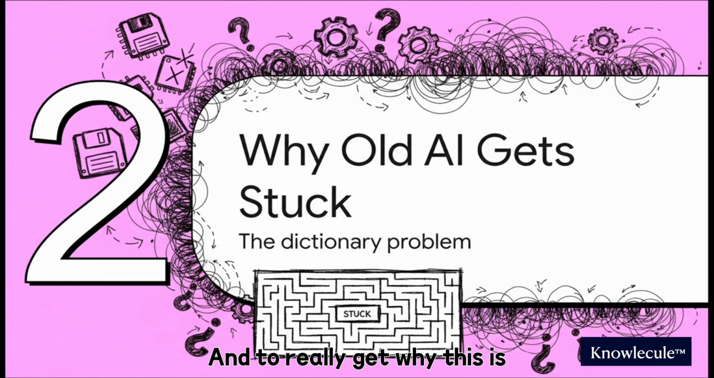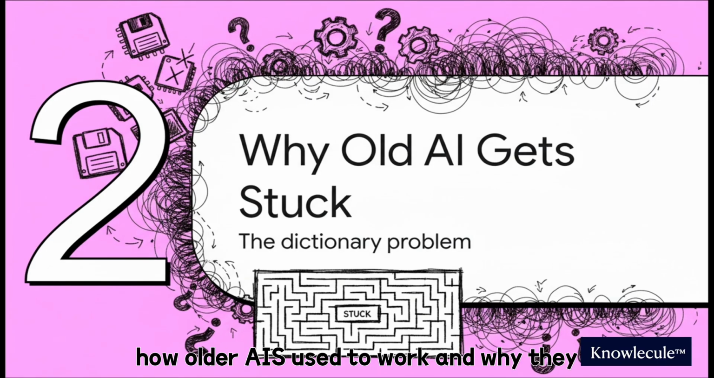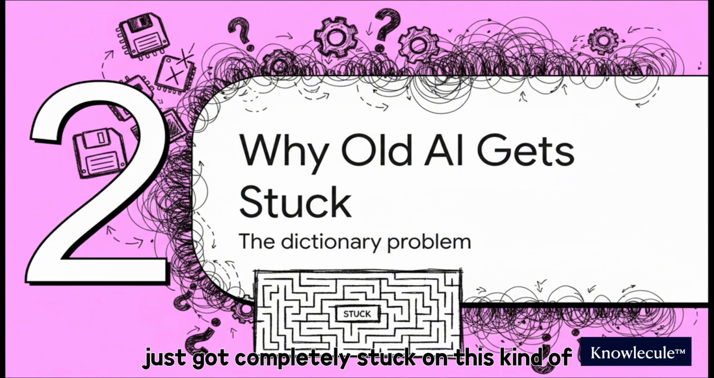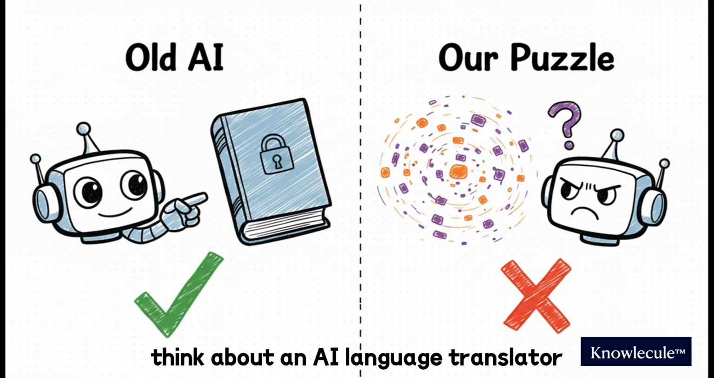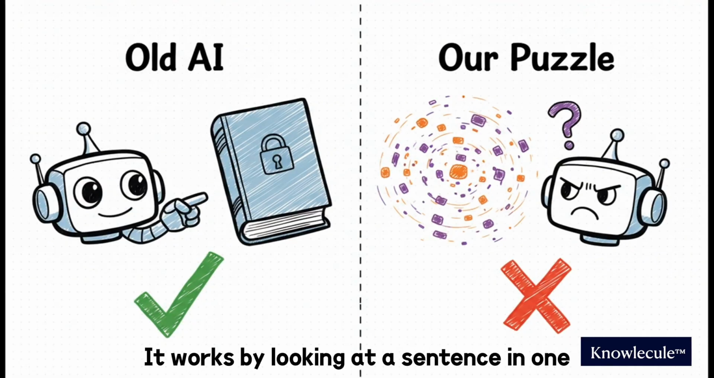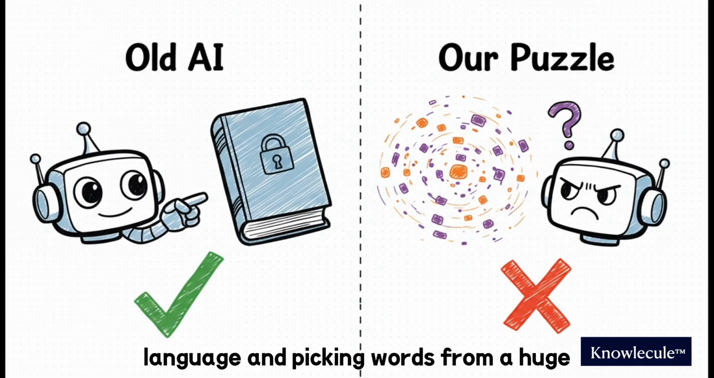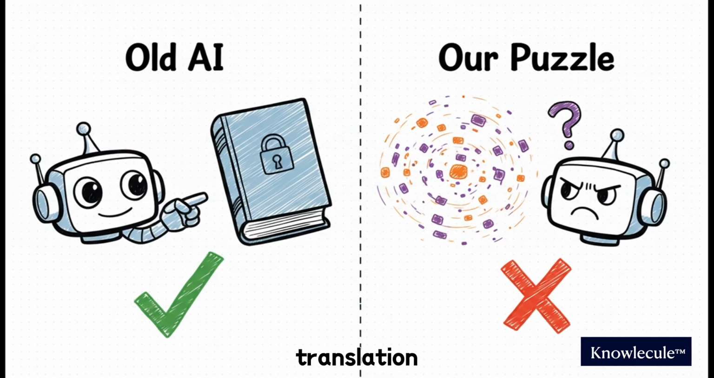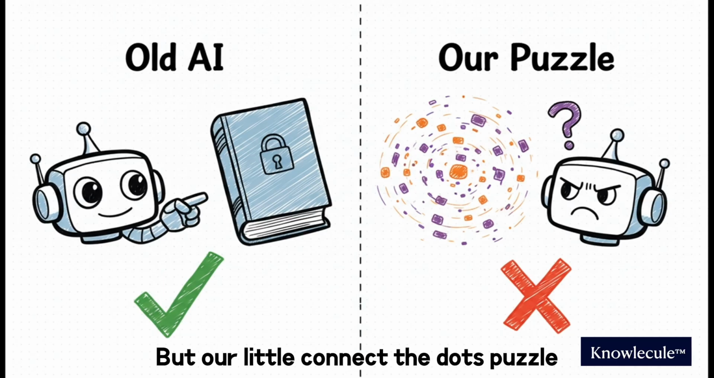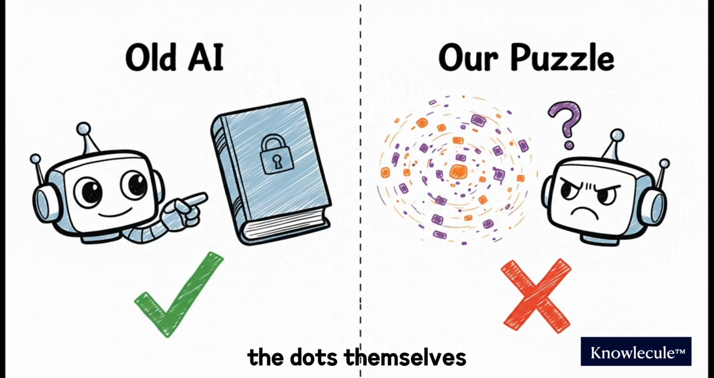And to really get why this is such a headache, we've got to take a quick look back at how older AIs used to work and why they just got completely stuck on this kind of problem. Okay, think about an AI language translator, right? It works by looking at a sentence in one language and picking words from a huge but fixed dictionary to create the translation. It knows every single possible word it could ever output. But our little connect the dots puzzle is totally different. The list of possible answers, the dots themselves, it's brand new for every single puzzle. The AI can't rely on some pre-made dictionary. It has to pick its answer directly from the inputs it just saw.